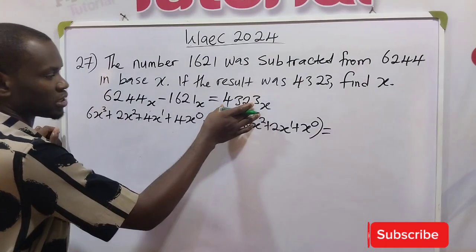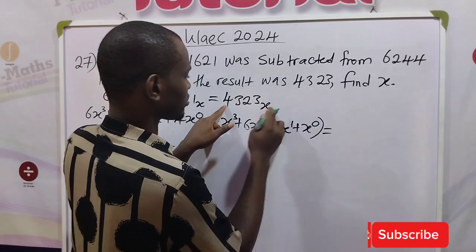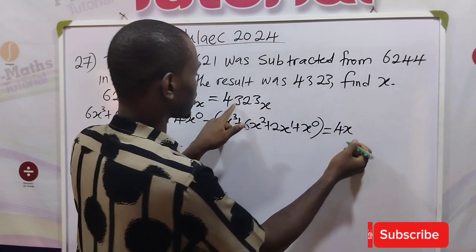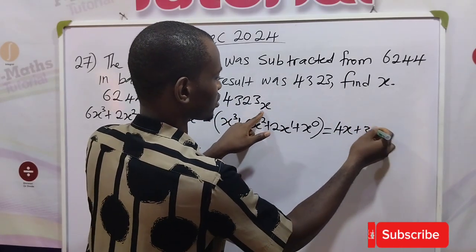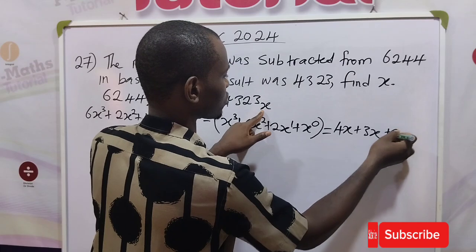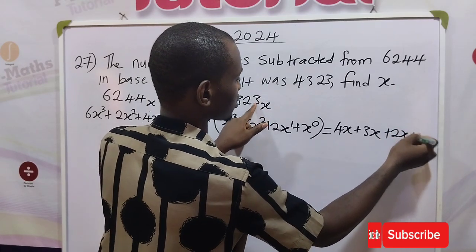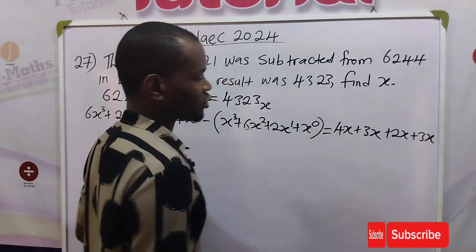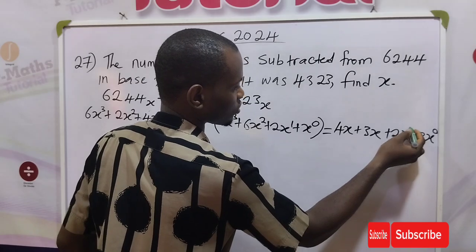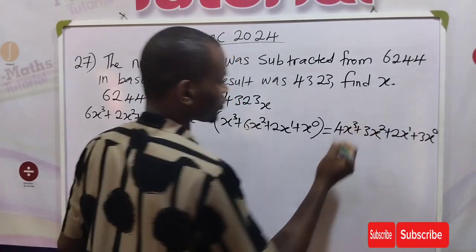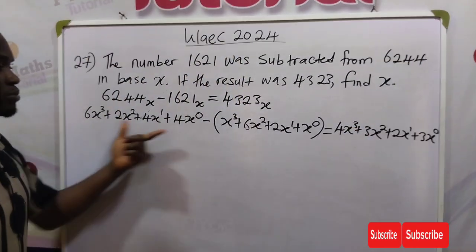Equal to, we do the same thing here. 4 times x, we have 4x. 3 times x, 3x. 2 times x, 2x. 3 times x, 3x. Assign your indices 0, 1, 2, 3. The indices are assigned on the base.